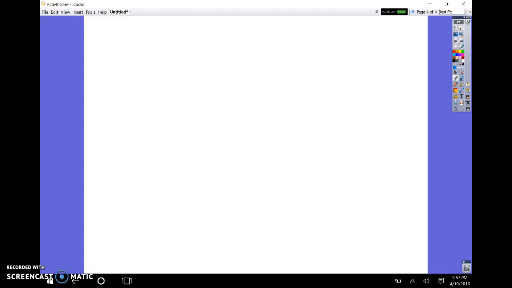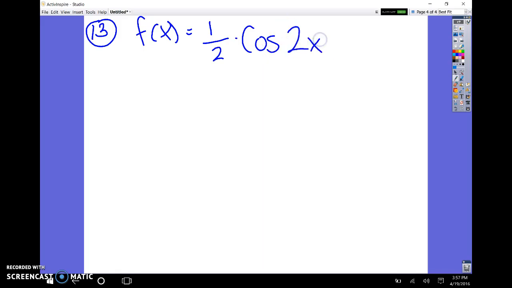Okay, so we're going to do another one of these from the review. We're going to go ahead and do number 13, which is a zeros one. This one says find the zeros of the function f of x is equal to 1 half times the cosine of 2x, on the interval 0 to 2 pi.